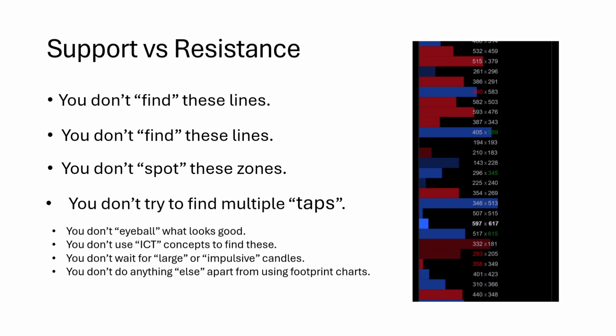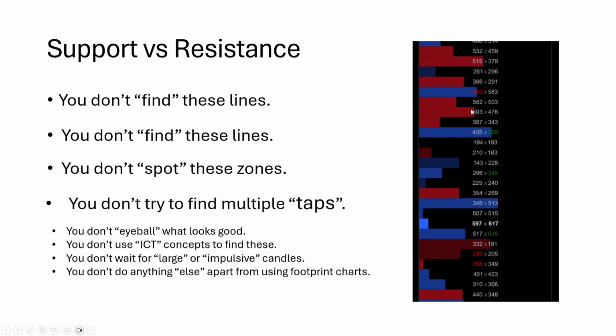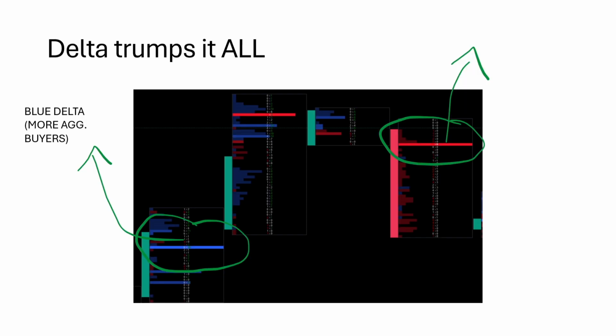So this is basically where we're heading. We are heading towards support and resistance, or supply and demand. We're going to understand how to find these zones using these tools here. But I want to finish you on this note. You don't find the lines, you don't draw the lines, you don't wait for tabs, you definitely don't eyeball, you don't use ICT concepts, you don't wait for large, impulsive, nice, big, green, red, hammer, engulfing candles. You don't name candles. Candles don't have names. Candles are candles. And the last thing is you don't use anything else other than buyers and sellers to take a buy or sell. That is it.